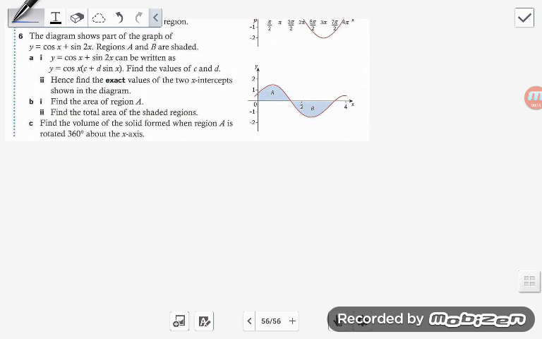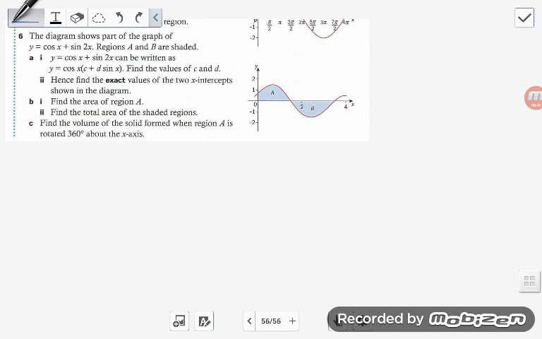Okay, welcome back. This is a pretty good question because it allows us to practice our calculus, specifically the integration technique, and it also talks a little bit about area, the total region, and the volume. So this is sort of a question that has almost everything.